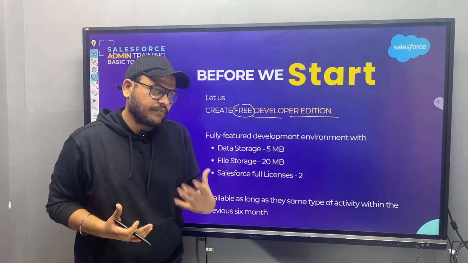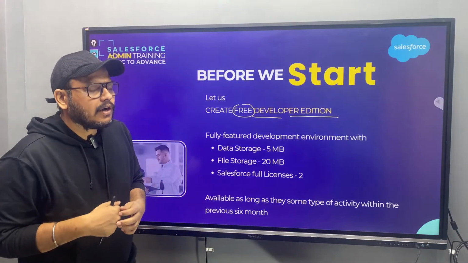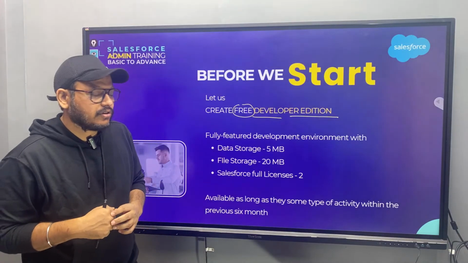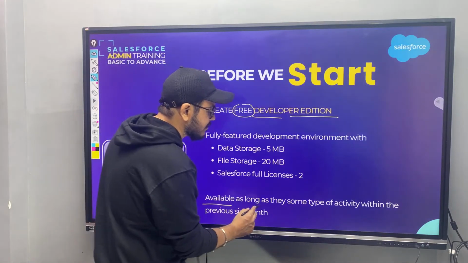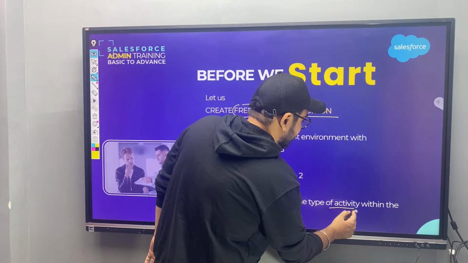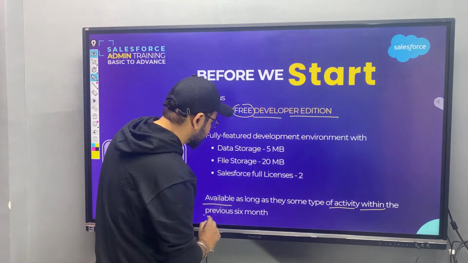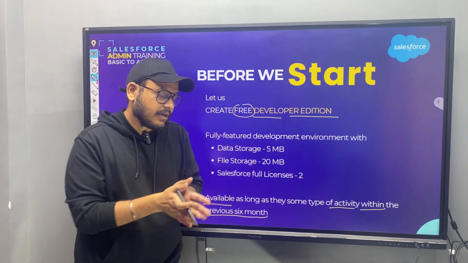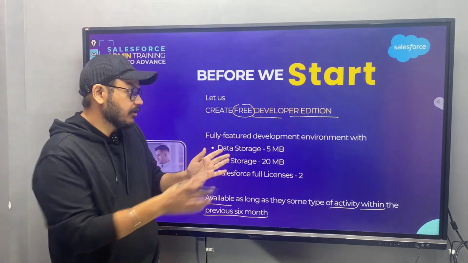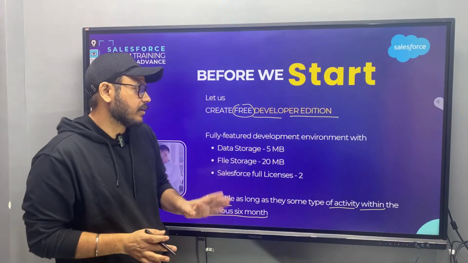Usually for a lot of software, you would see that you are getting a 15-day or 30-day trial sort of thing. So this developer edition will continue to be available as long as there is some sort of activity within the previous 6 months. This is what Salesforce officially says. So I would want everyone to create a developer edition, and I'm just going to show you how to create it, where to create that.